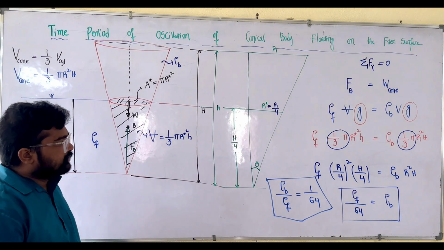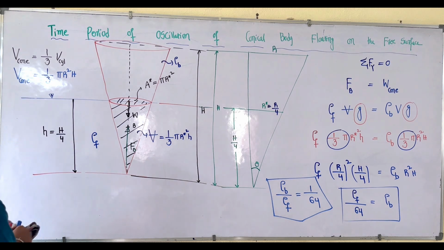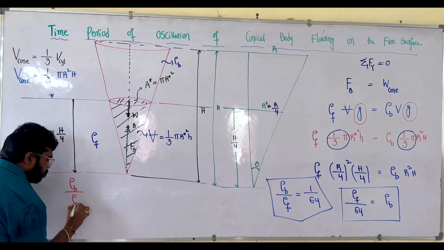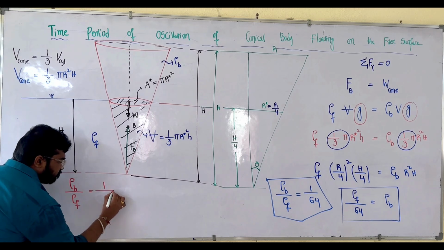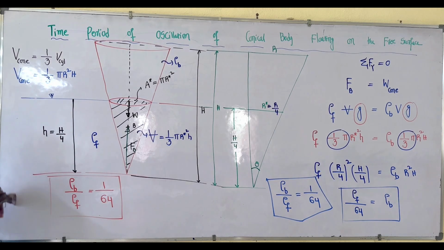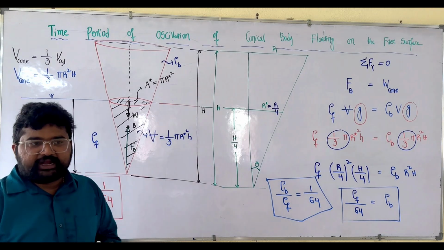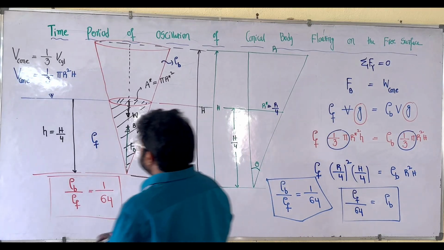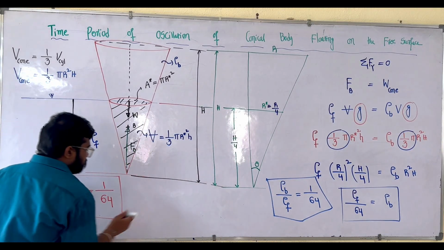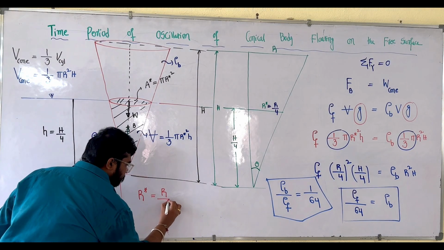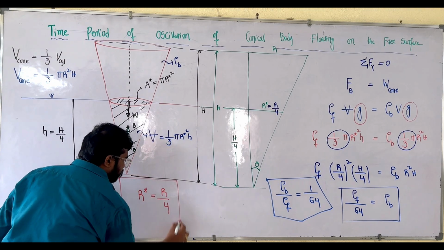Clear? Completed. Density of the body by density of the fluid equal to how much? Density of the conical body by density of the fluid, 1 by 64 is obtained. Now we can apply dynamics. R star equal to how much? R by 4.